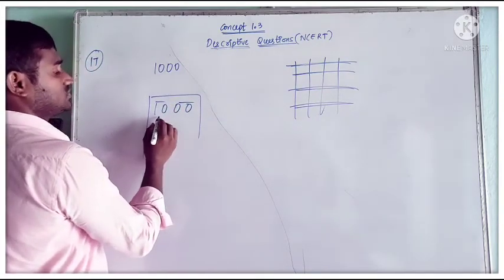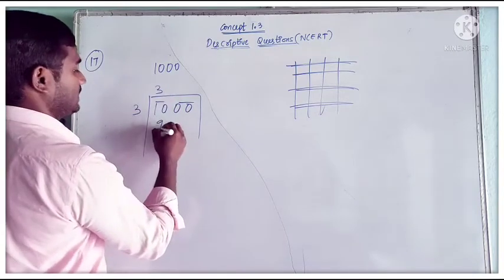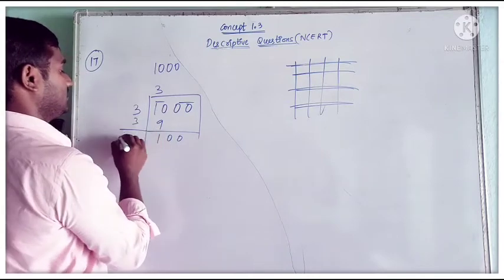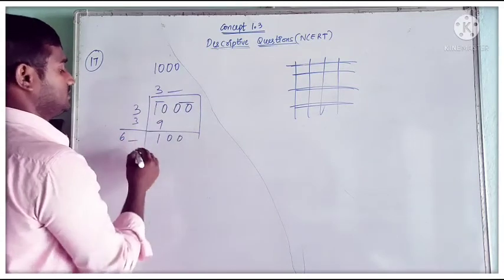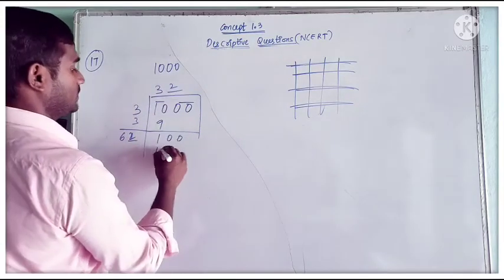What is the nearest square to 10? 3. 3 3s are 9, then 1 0 0. Now here 3, if you add 6, here 1 digit, here 1 digit. 61 into 1 is 61, 62 into 2 is 124.